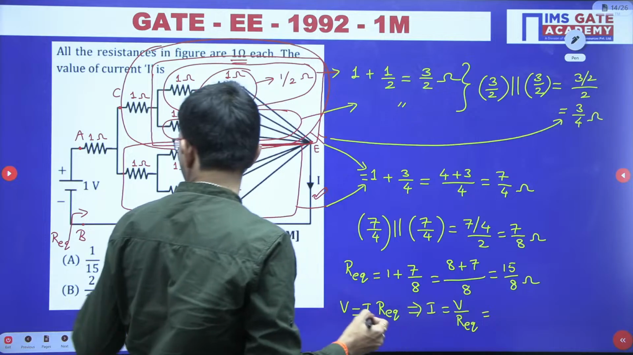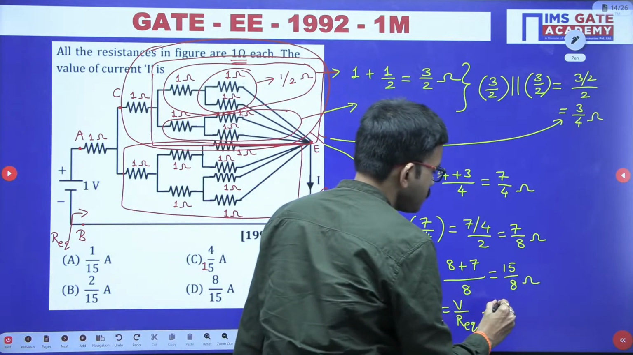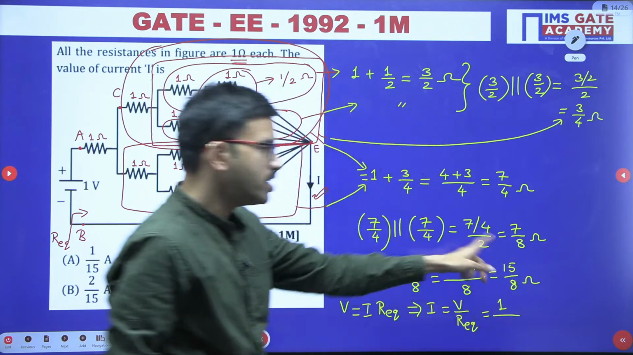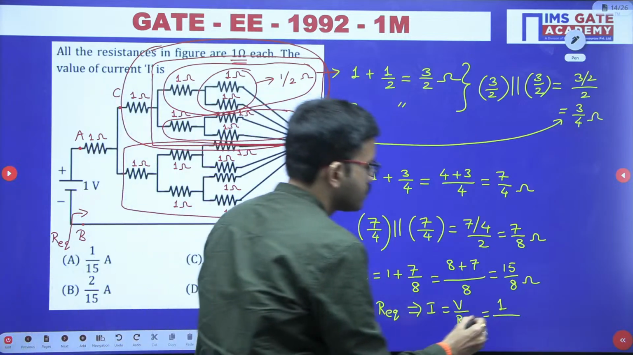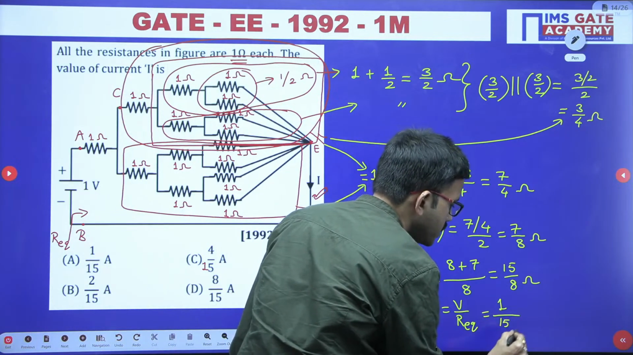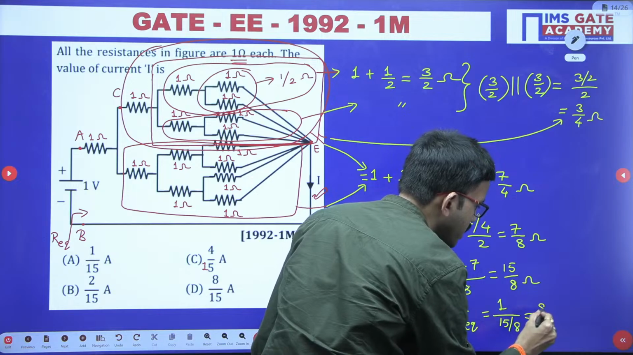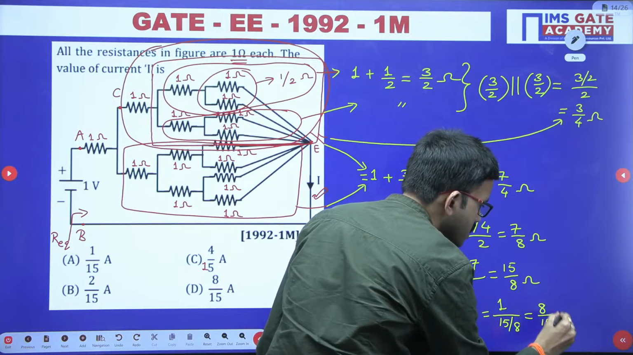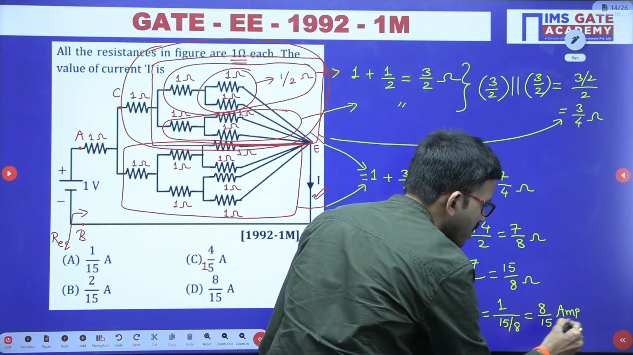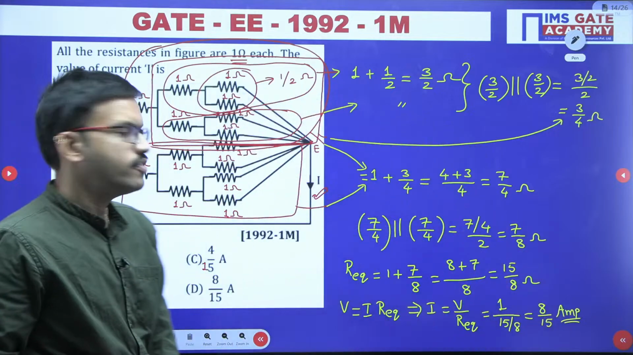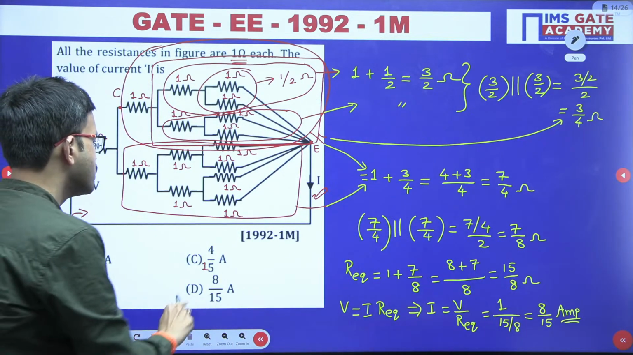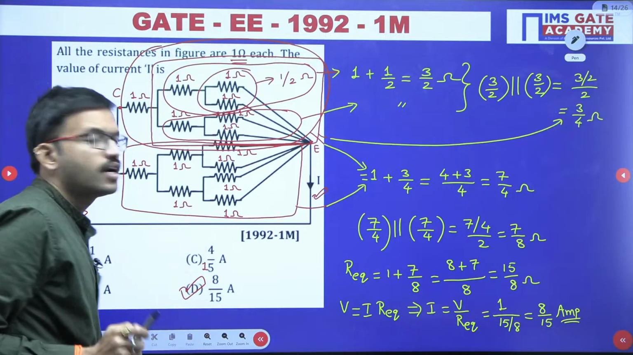and the supply voltage is 1 volt, divided by R equivalent, which is 15 by 8. So from here you can write 8 by 15. Since it is current, units will be ampere. So 8 by 15 means option D is the correct one.